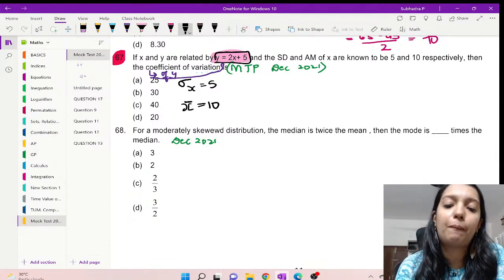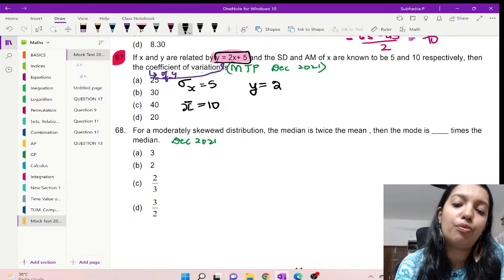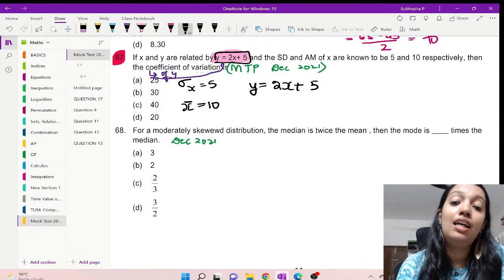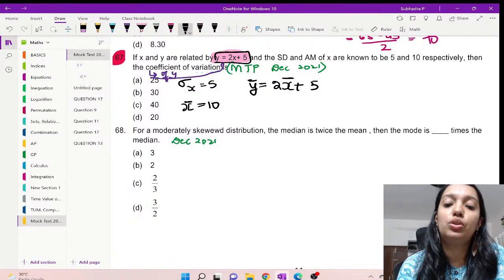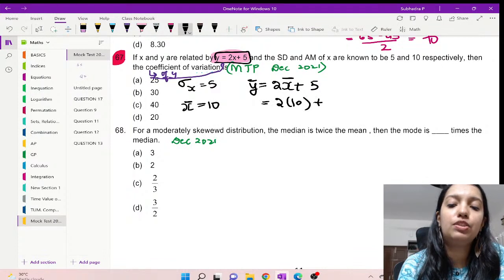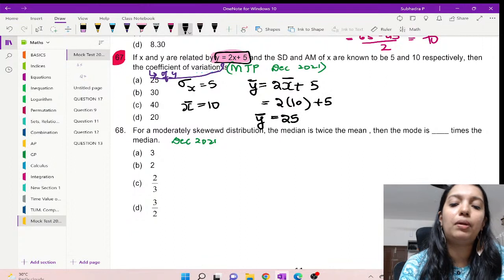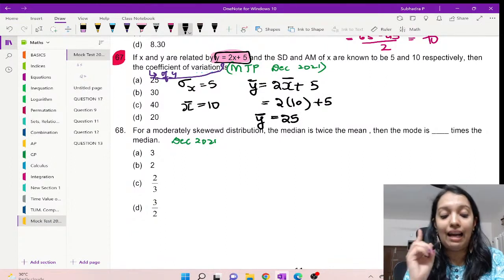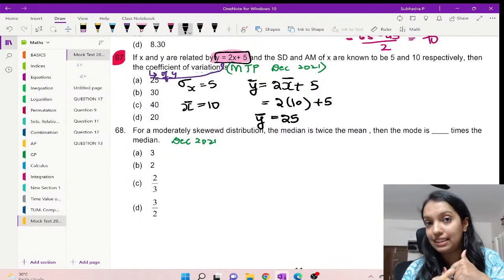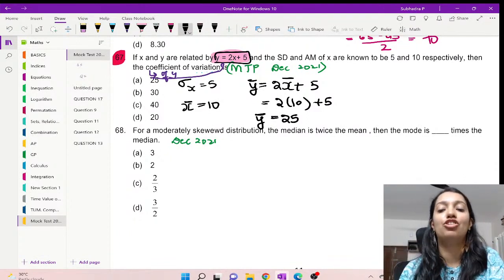So first, they have given us this equation. Y is equal to 2x plus 5. You can convert this and then you will get the arithmetic mean. So this will be 2 into x bar, which is 10, plus 5. So 20 plus 5, 25. So I got the arithmetic mean value. Next I require the standard deviation value. I know that if the standard deviation of x is given, how to find the standard deviation of y.